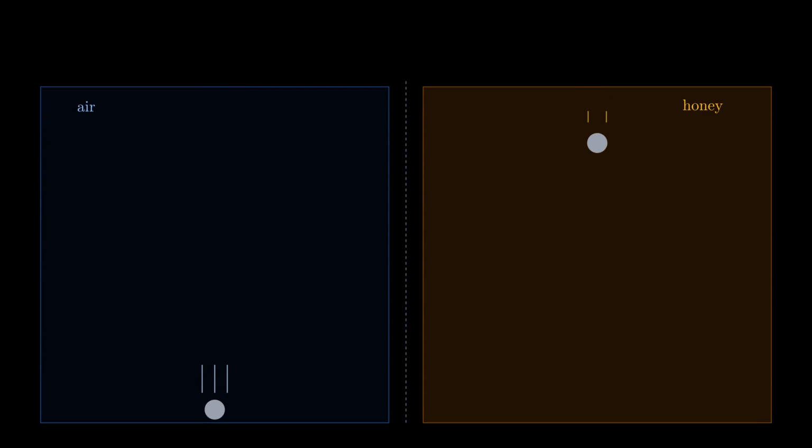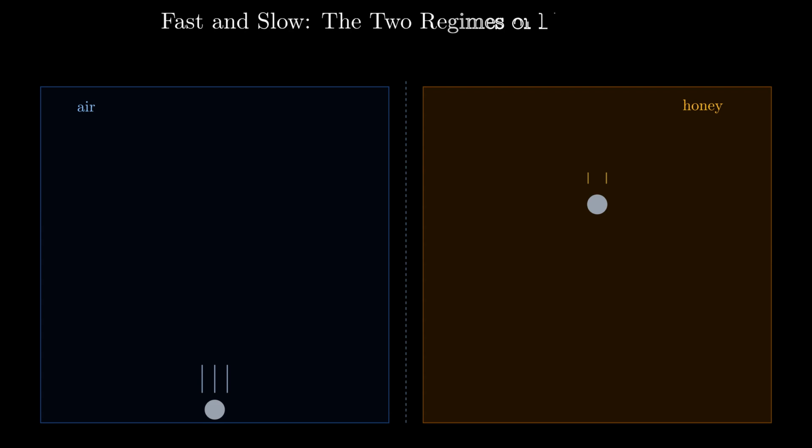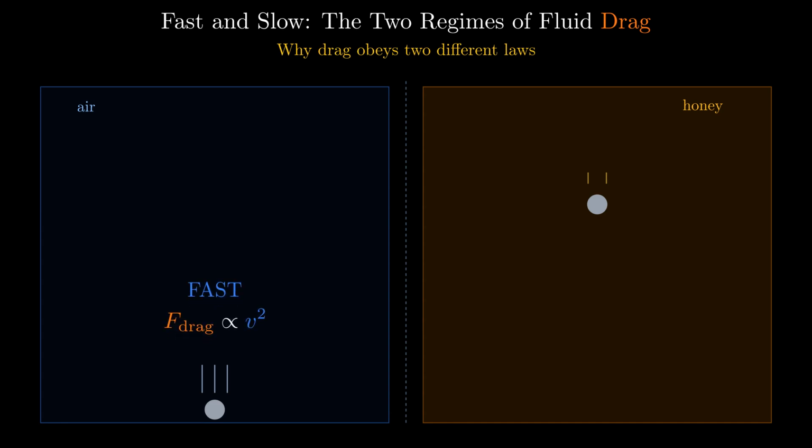Drop a stone and it falls fast. Drop that same stone into a jar of honey and it drifts down in slow motion. The difference is drag, the resistive force a fluid exerts on anything moving through it. And remarkably, that force follows two completely different rules depending on how fast the object moves.